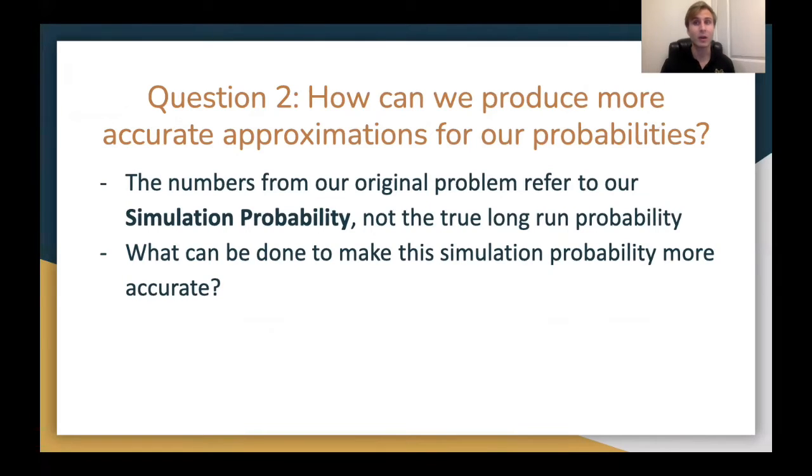And so the second question that we're going to be looking at today is, how can we produce more accurate approximations for our probability? The number from that problem that we were just looking at refers to our simulation probability, which is different from the true long run probability. And so what can be done to make this simulation probability more accurate?